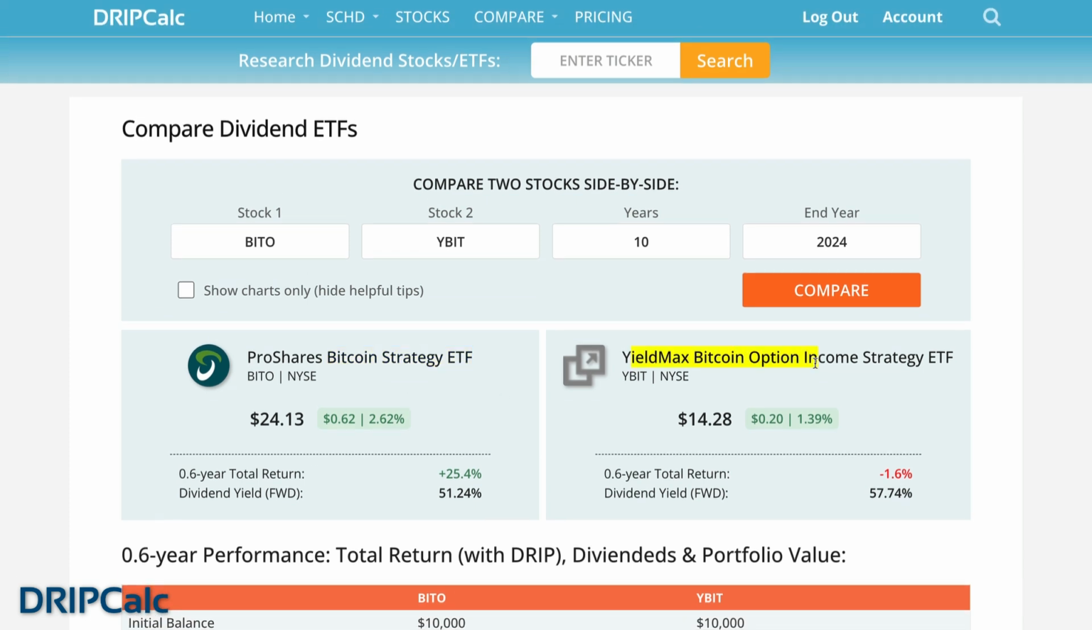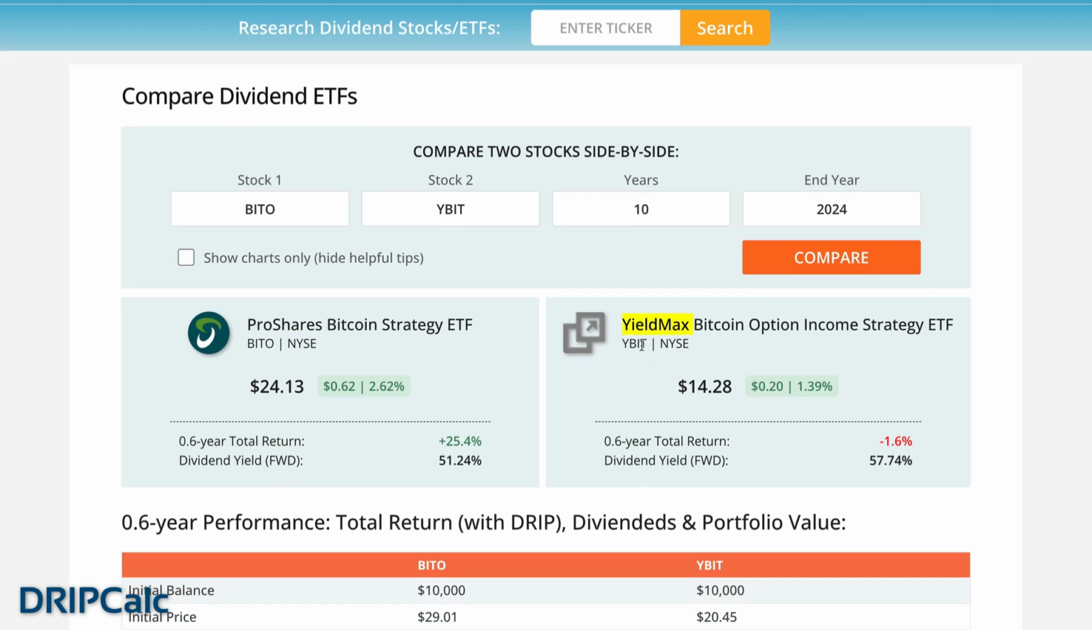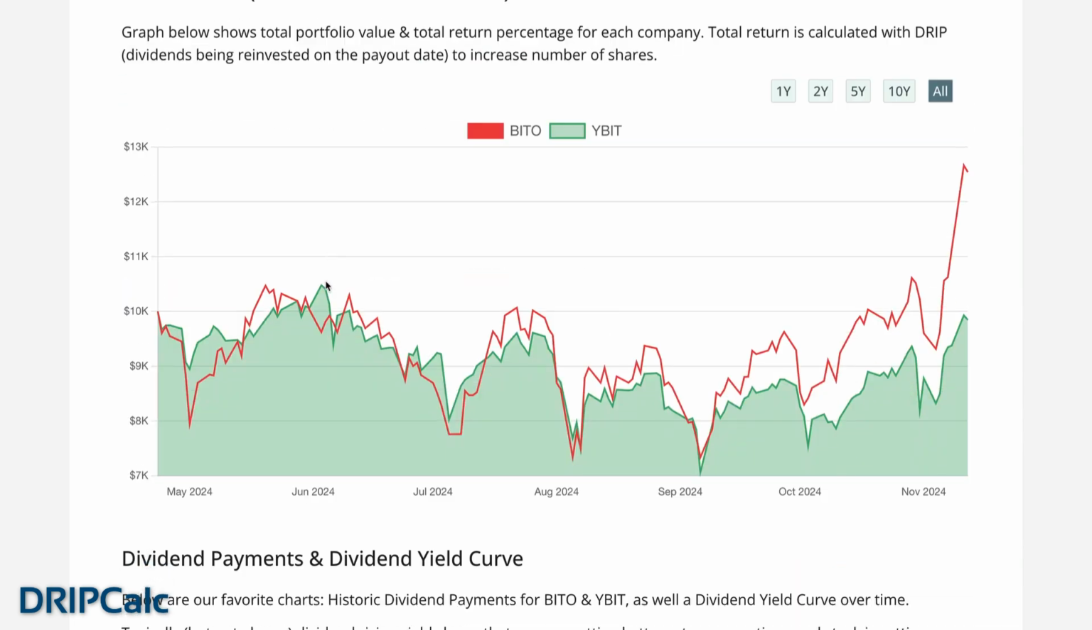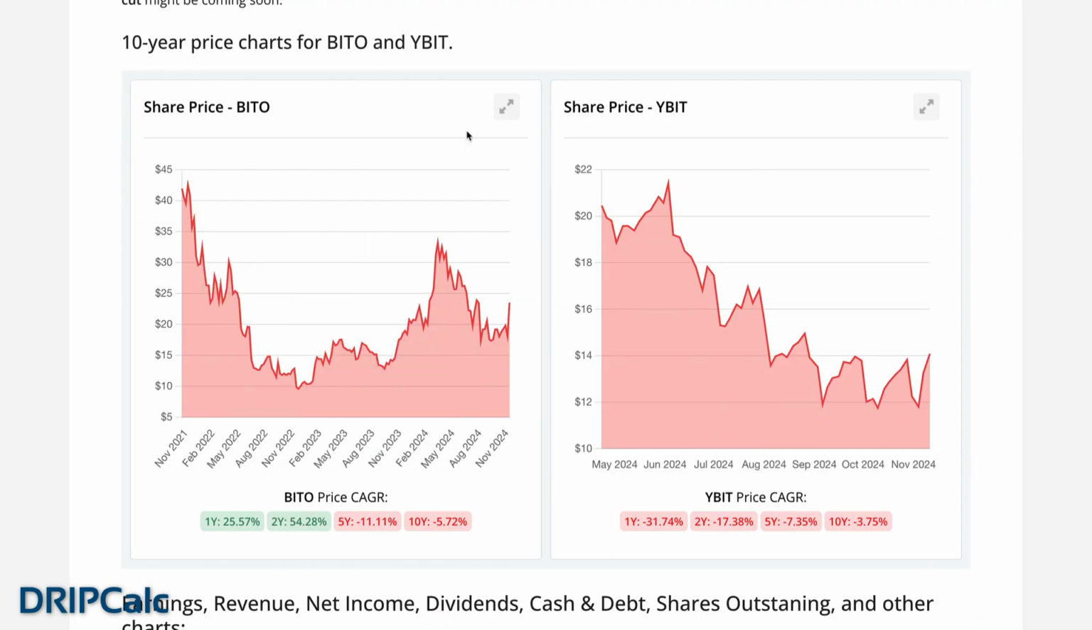Now YBIT is even crazier. YBIT is a YieldMax product, and what they do is they sell covered calls on the synthetic position on BITO. So this is an income strategy based on another income strategy ETF. That's why when it came out, I was like, this is completely insane, this is stupid, nobody should invest in this product.